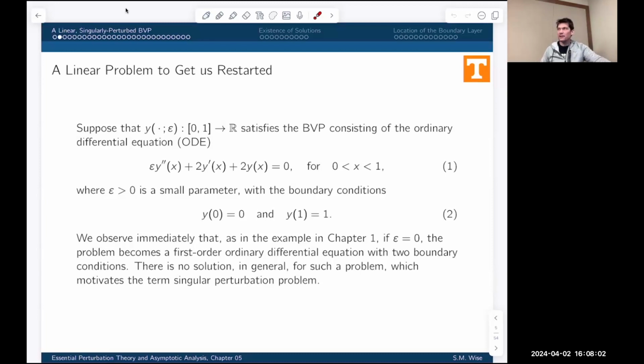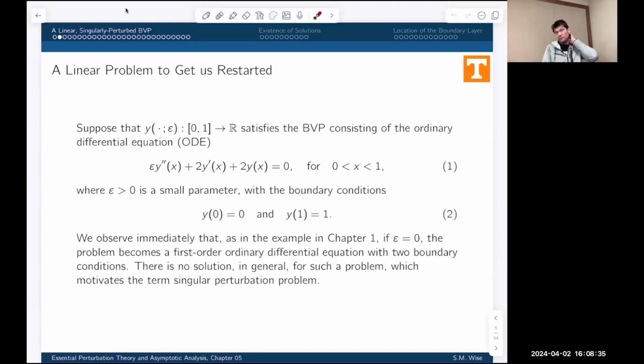For matched asymptotic analysis, you can study boundary value problems or initial value problems. I may throw in an initial value problem near the end, I'm not sure about that. But for the most part, we're going to focus on boundary value problems, and more than that, boundary value problems of second order type, so two-point boundary value problems.